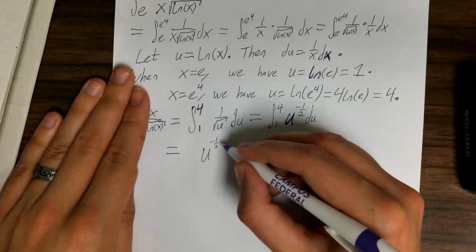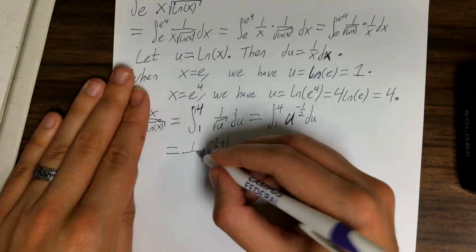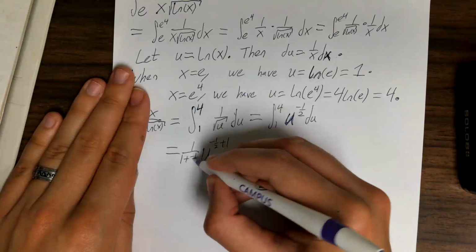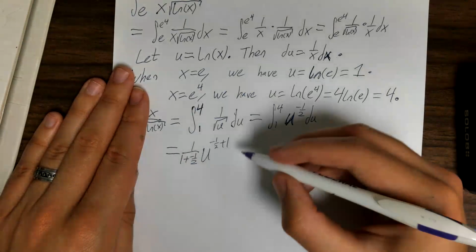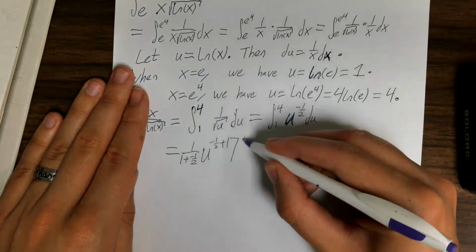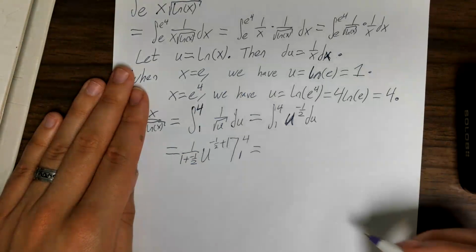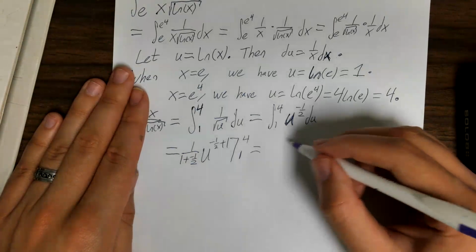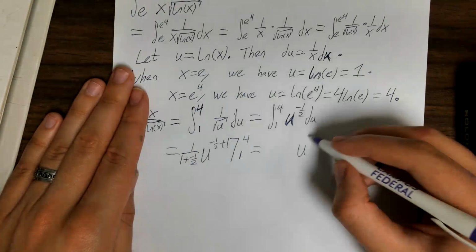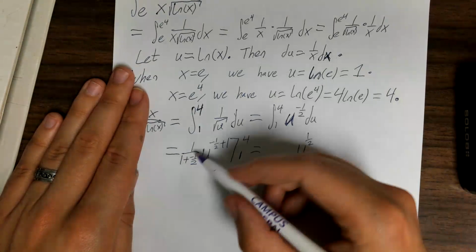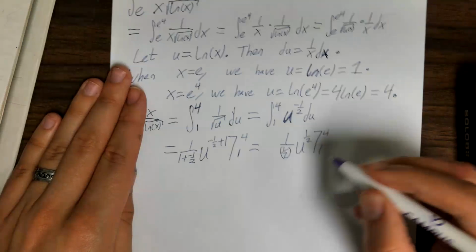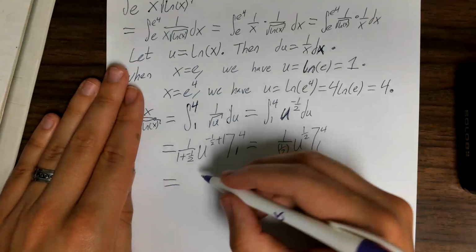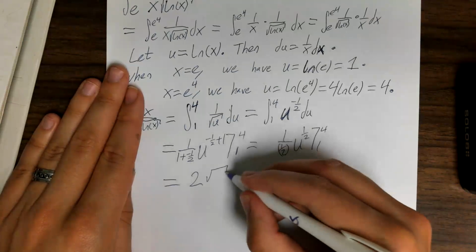We have a negative 1/2 plus a 1 as our new exponent. It's also going to be a new denominator for us. And of course, we're still taking the limits of integration 1 and 4. Now, negative 1/2 plus 1 is just a 1/2. So over here I have a 1 over 1/2. This will be a 2, and then I'm just going to replace back the square root.